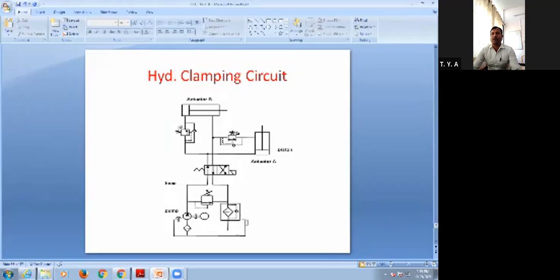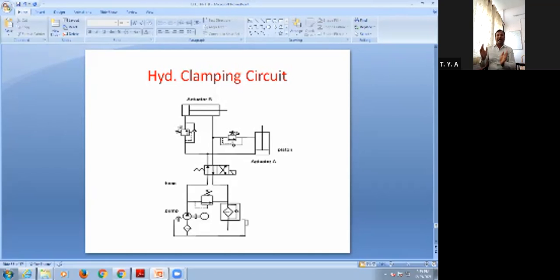Then it will go through this for clamping. For clamping, two hydraulic cylinders are required, that means actuator 1 and 2. Simultaneously, the oil which comes from the pump to the direction controller should go to both the actuators, actuator A and B. For that purpose, here we have the flow control valve, this one and this one. So simultaneously it can go to both the cylinders.